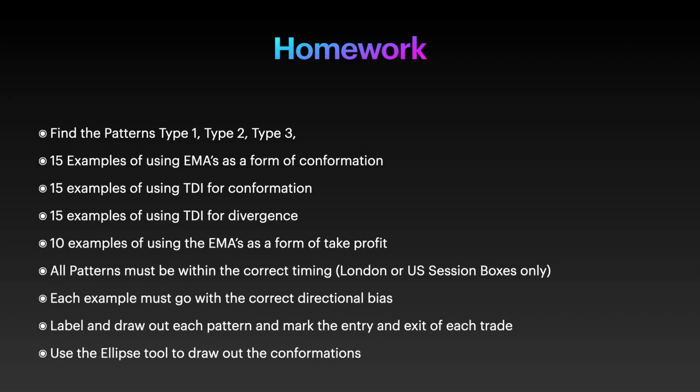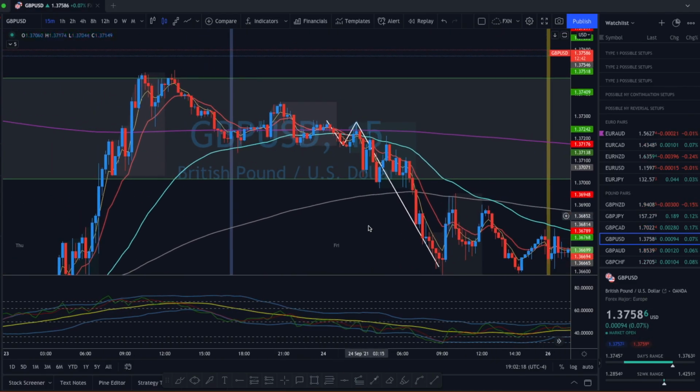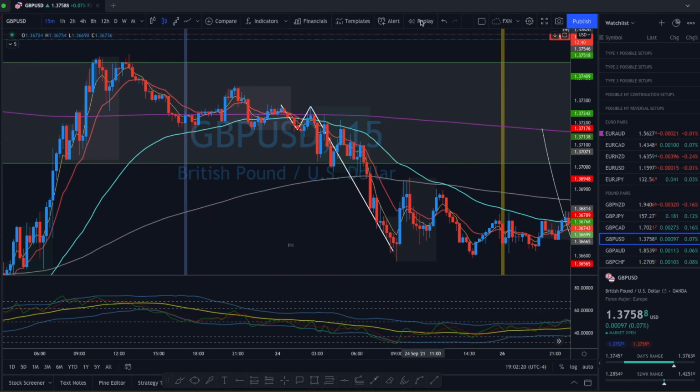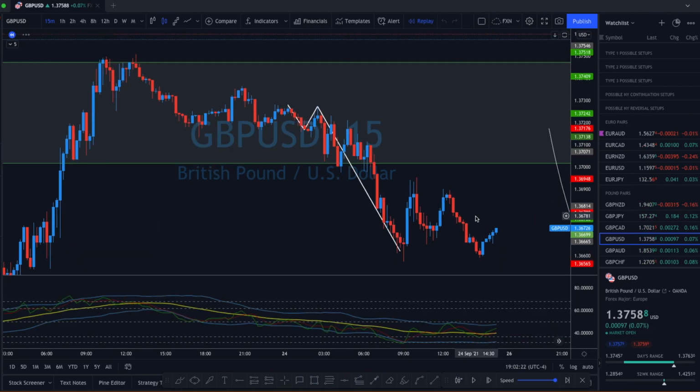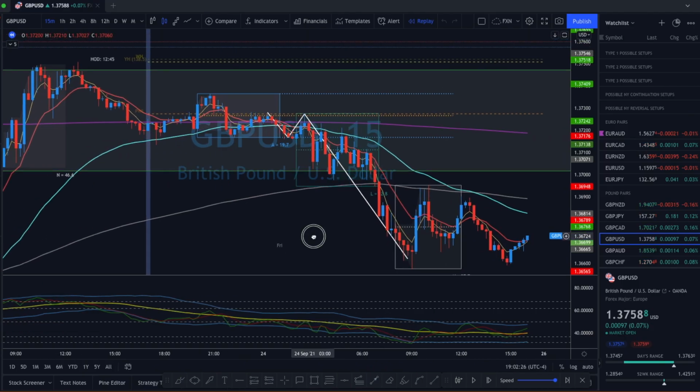And I want you to use the ellipse tool to draw out the confirmations. So what do I mean by that? This is what I mean. So here's an example. We're coming off of peak formation high, right? We go into replay mode. Very important, go into replay mode. Okay, here's the pattern, right? So we draw out the pattern like we have it drawn out here.